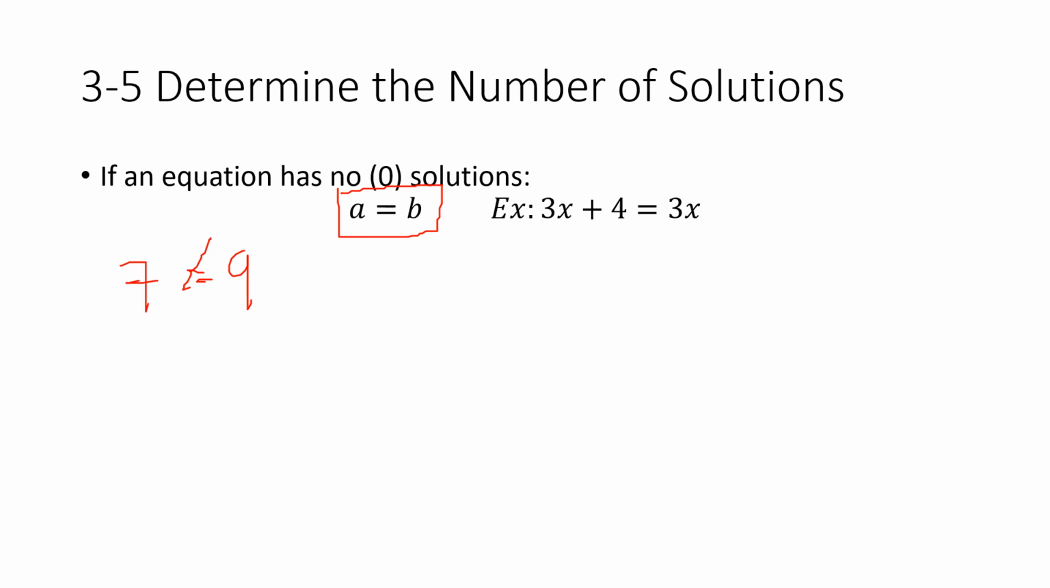Let's take a look at our example here. So we have to subtract 3 from both sides to get our like terms together. Those will cancel. We will be left with 4 equals 0. Well, 4 does not equal 0. 4 will never equal 0. So there are 0 solutions to this equation. This equation has no solutions. Let's go to the next slide.